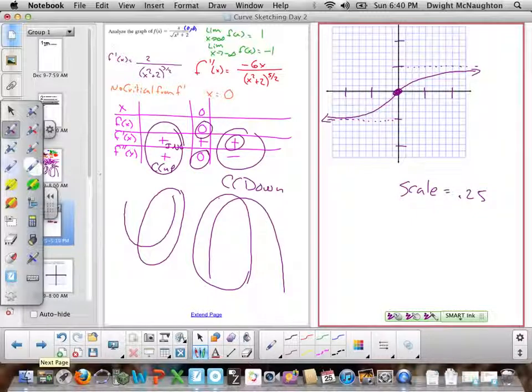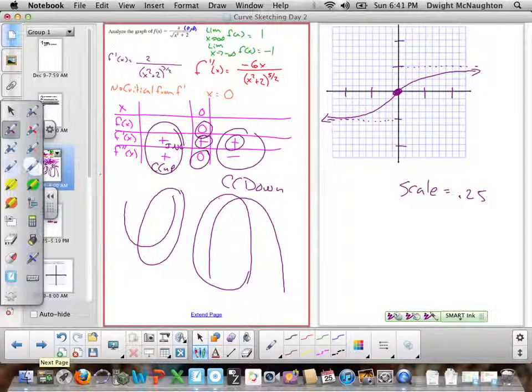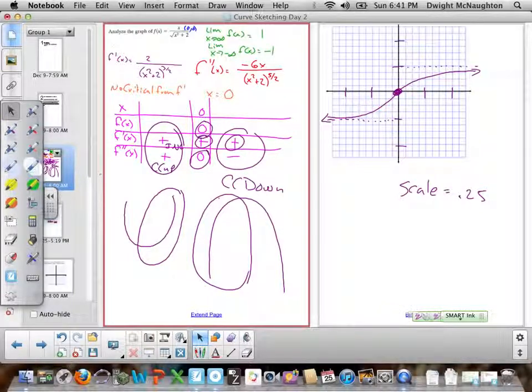We can see our graph there through our inflection point. And remember to keep your slope increasing, your slope positive through it, so you don't get a horizontal or a vertical tangent. There's our graph, using our sign chart, our intercepts, and our asymptotes.